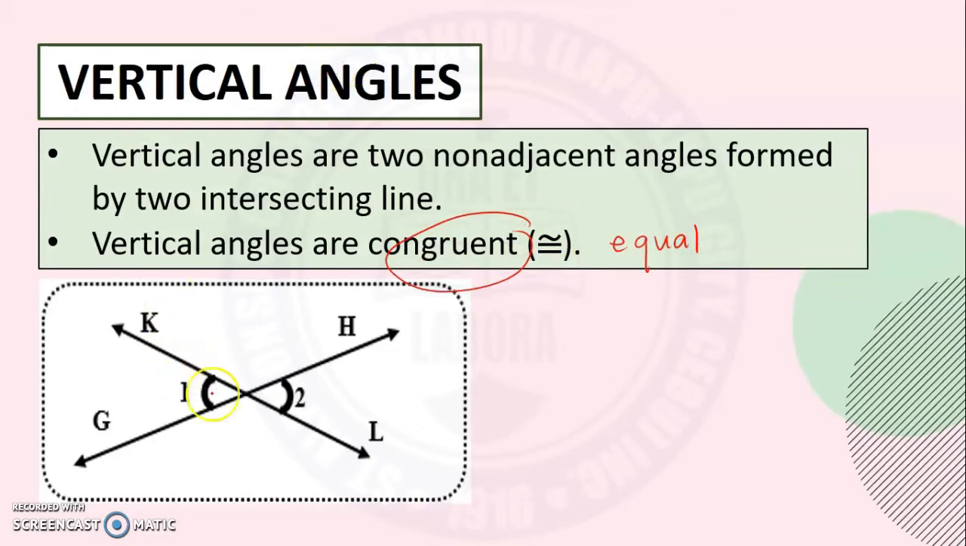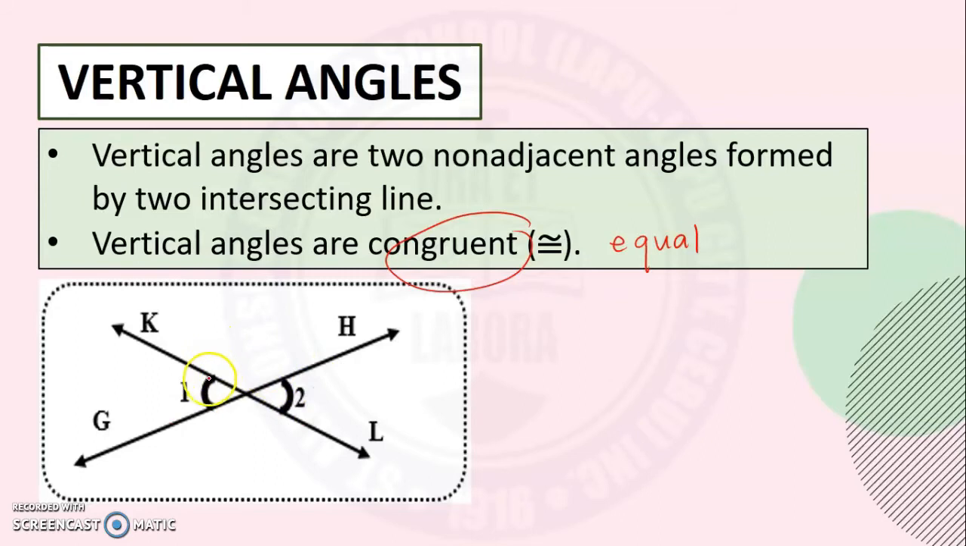So look at the figure. Observe it carefully. We are given two intersecting lines here, line KL and line HG. Because of these two intersecting lines, four angles were formed. First angle, which is angle 1, angle 2, and then these two angles here.